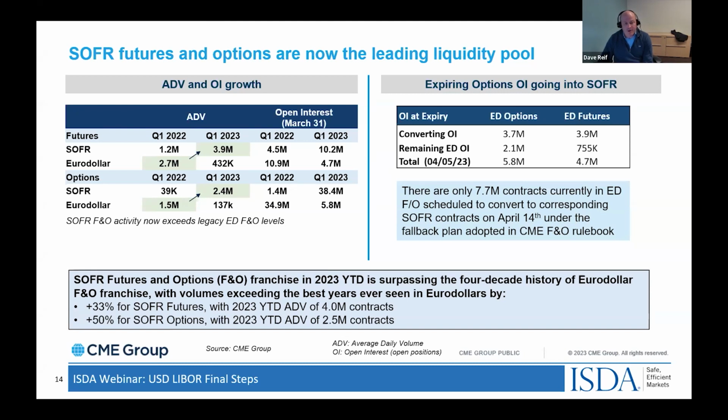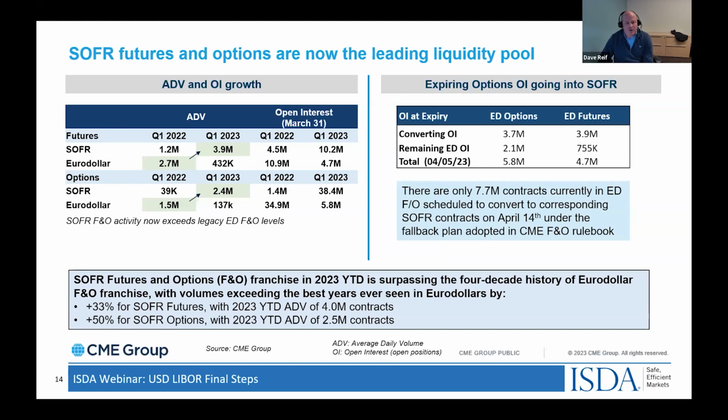SOFR futures are up 33% from our best year ever in the Eurodollar futures, trading over 4 million contracts a day. And the options are up 50%, trading over 2.5 million contracts a day. Now, on the chart on the left, I won't spend a lot of time on this. However, this really demonstrates how the volumes have moved compared last quarter of last year or first quarter of last year to first quarter of this year.